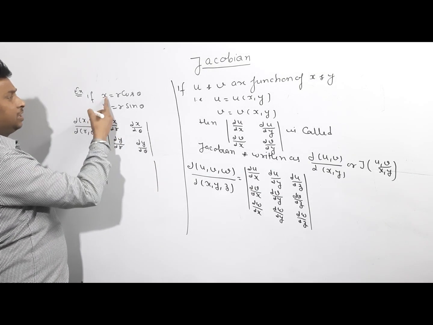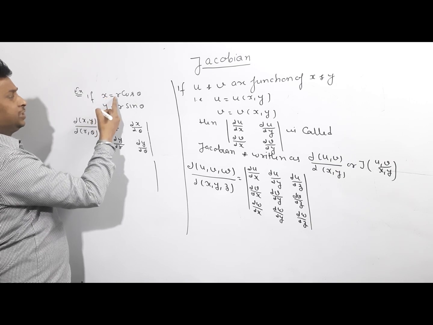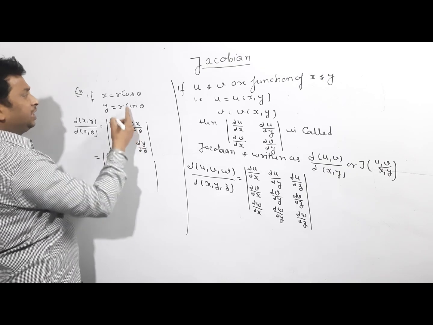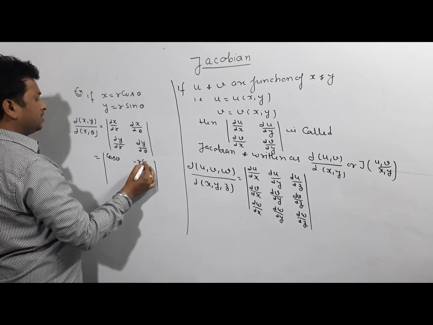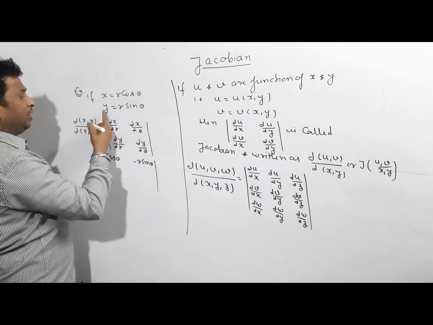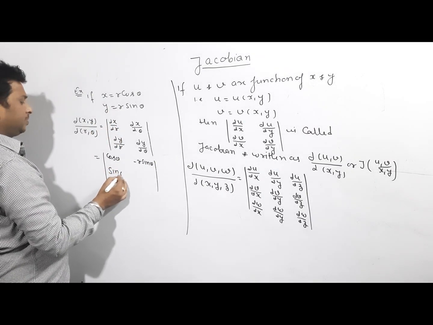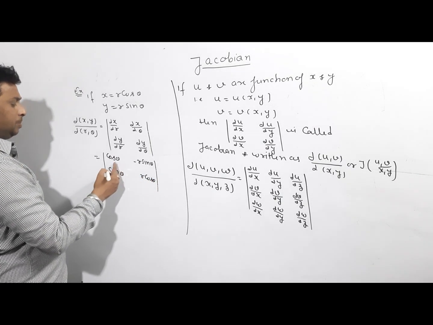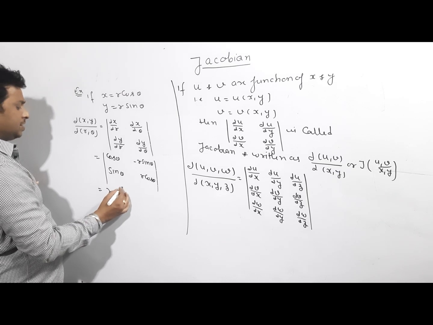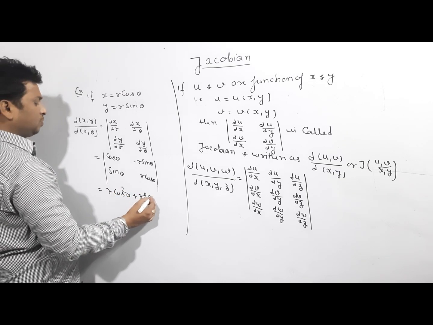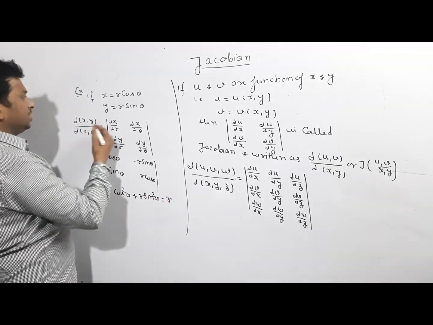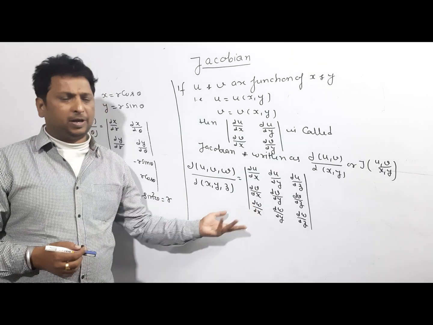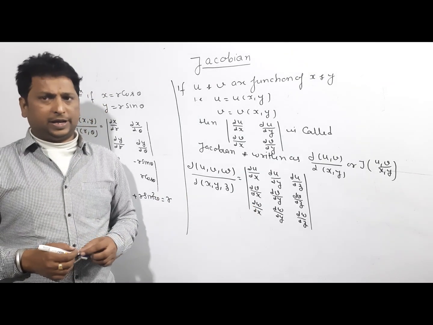Del x over del r means differentiate x partially with respect to r. So what is the value? Cos theta. Del x over del theta means minus r sin theta. What is del y over del r? Sin theta. And this is r cos theta. What is the determinant? Multiply: r cos square theta plus r sin square theta, which is equal to r. So what is the Jacobian? r. Similarly, we can go for three variables. You can put anything and you can easily calculate.